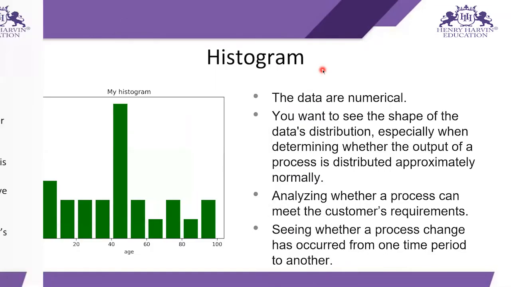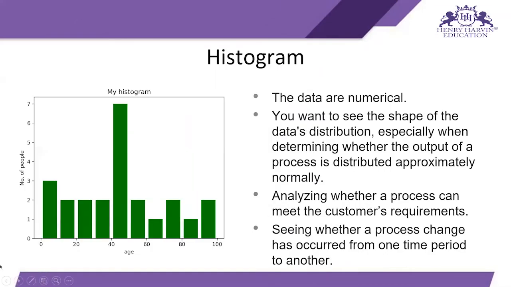Next comes the histogram. Here it is similar to bins. It is similar to the bar graph, but here they are not called bars. These are called bins. The data are numerical. When we have numerical data, then we are going to use the histogram.